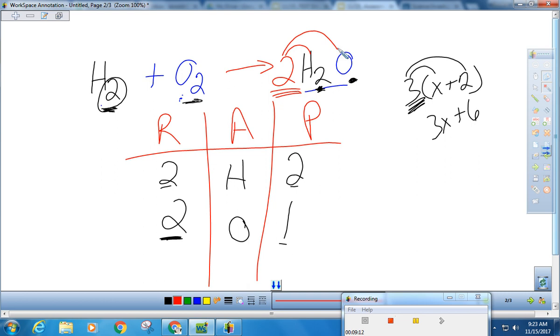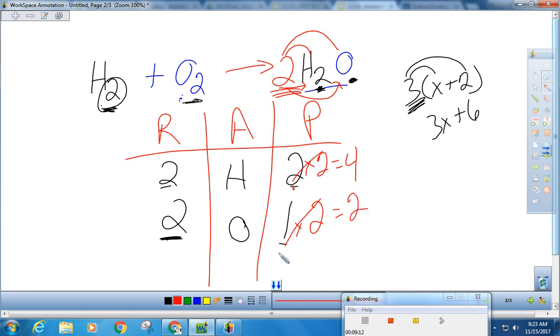Okay? 2 goes to hydrogen as well as to oxygen. How many hydrogens do I have right now? I have 2, but I'm going to multiply it by 2. So 2 times 2 equals 4. I have how many oxygens right now? 1. I'm going to multiply by 2. 2 times 1 is 2.